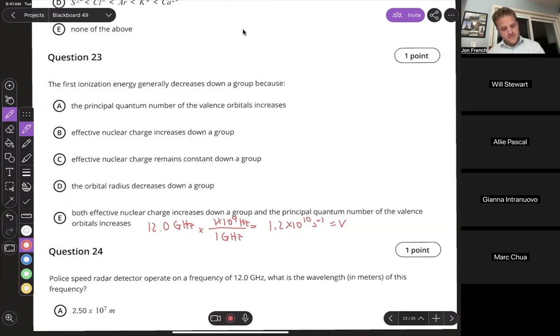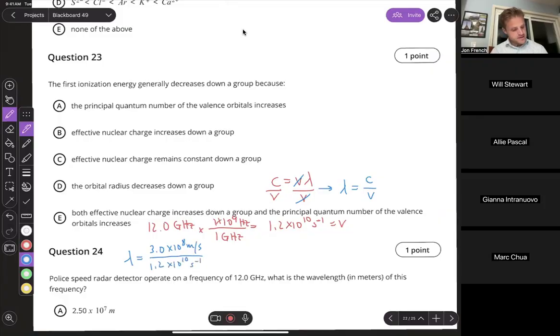We want to turn that into a wavelength. Well, we know speed of light equals frequency times wavelength, and we want to solve for wavelength. So divide both sides by frequency. Frequency cancels out, and we get wavelength equals speed of light over frequency. So my wavelength equals speed of light, 3 times 10 to the 8th meters per second, over my frequency, 1.2 times 10 to the 10 inverse seconds. Unit analysis: seconds cancel out, which is good. We're left with meters. They're asking for it in meters, so we don't need any unit conversions there.